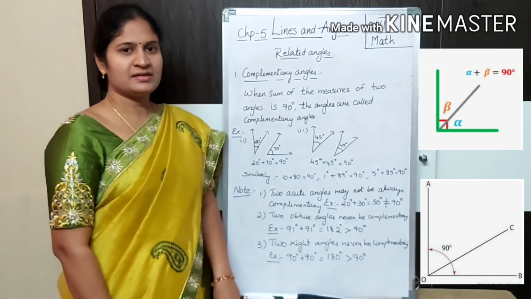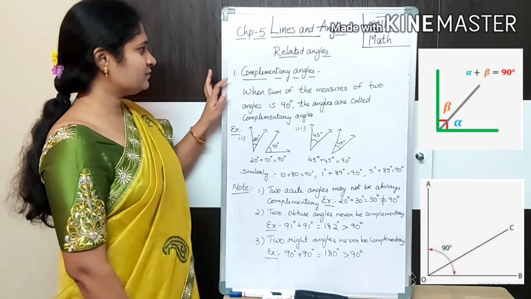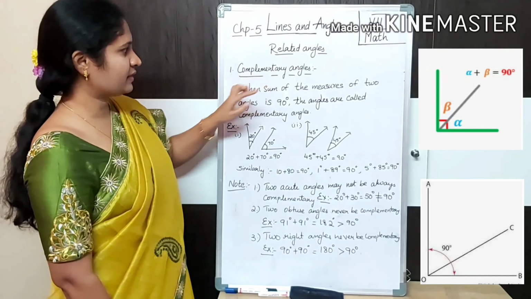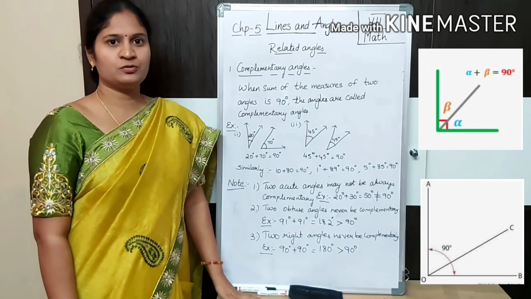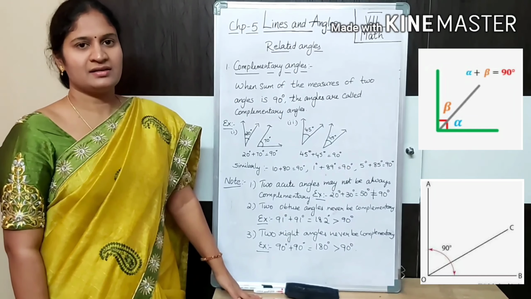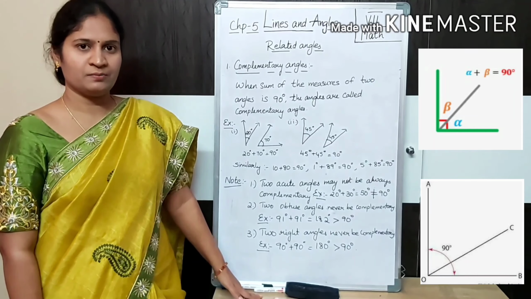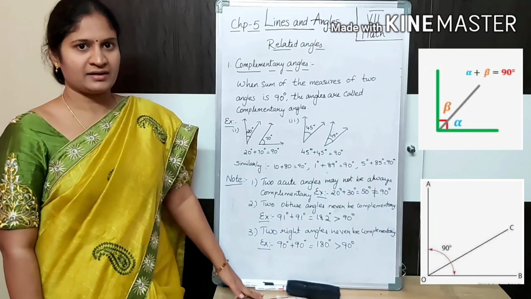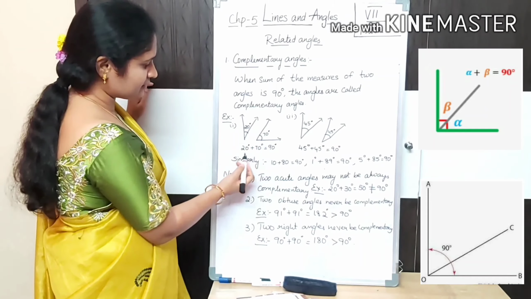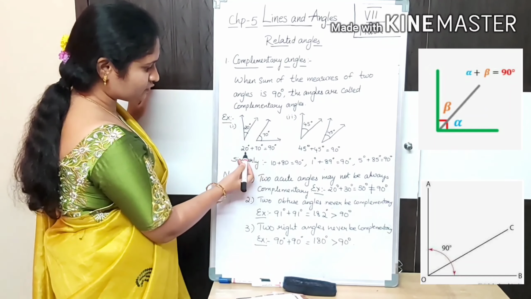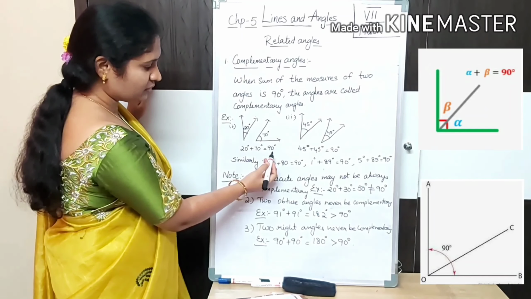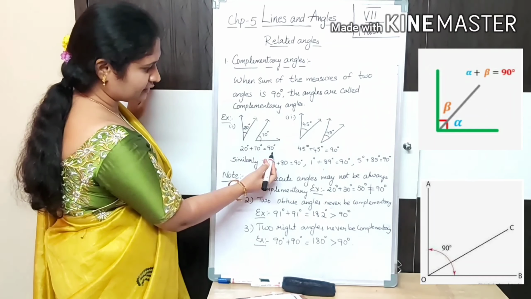Our next topic is related angles. In that, first is complementary angles. When the sum of the measures of two angles is 90 degrees, those angles we are calling complementary angles. Example, here it is 20 degrees and 70 degrees. The sum of the two angles 20 and 70 is equal to 90 degrees. So here 20 is complementary to 70 degrees and 70 is complementary to 20 degrees.